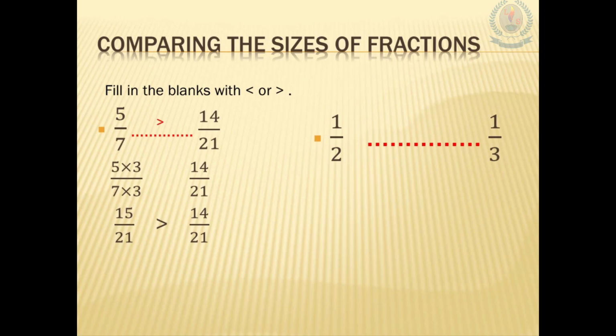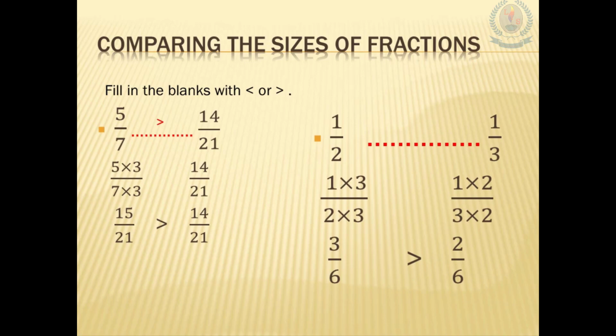For the next example, you want to make the denominator as 6. So you want to multiply the denominator and the numerator of the first fraction by 3, and you want to multiply the denominator and the numerator of the second fraction by 2. So you can get 3/6 and 2/6. So you know half is greater than 1/3.